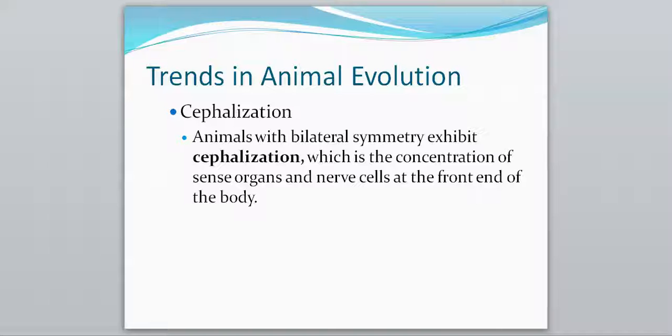And then cephalization, this is a new word, but it is important. Animals with bilateral symmetry also exhibit what is known as cephalization, which is the concentration of sense organs and nerve cells at the front end of the body. So this is basically having all of your senses at the front, and in humans, that's the brain. Our brain is at the tip of our head, and that is what is known as cephalization in humans.